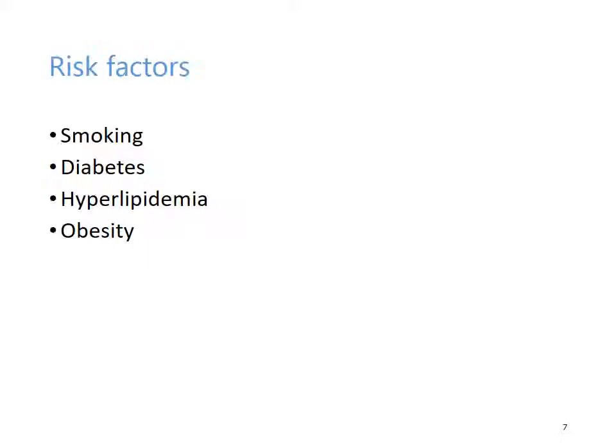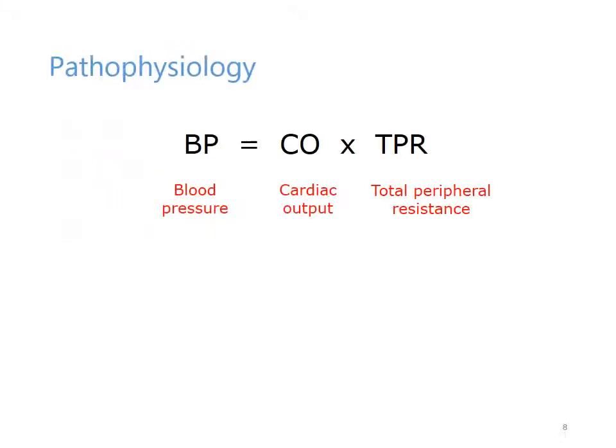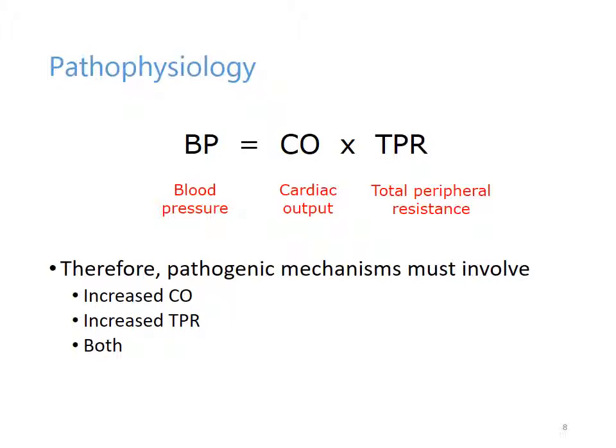As mentioned earlier, primary hypertension does not have a direct cause, but there are several risk factors, including smoking, diabetes, hyperlipidemia or high cholesterol, and obesity. Now let's look at the pathophysiology of hypertension. Blood pressure is the product of cardiac output and total peripheral resistance. So it makes sense that the pathogenic mechanisms of hypertension must involve increased cardiac output, increased total peripheral resistance, or both.